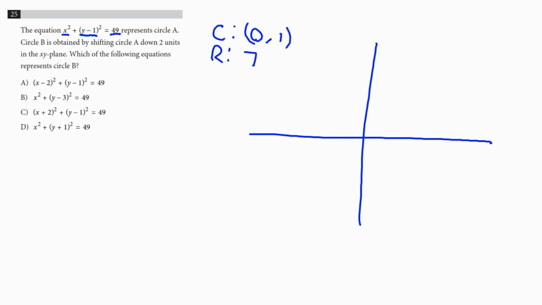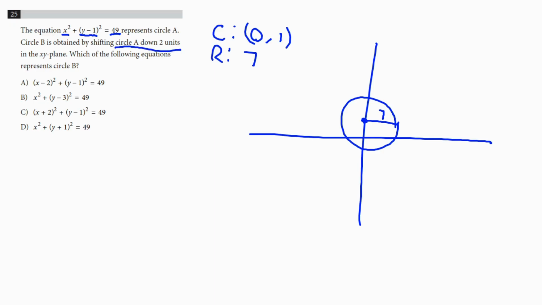So if we draw that out, we can put a point at 0, 1, right here, and then just draw a circle around it. I'll draw a little line. This is 7. Okay, so awesome. Now the question is asking, if I shift this down 2 units, what is the new equation?